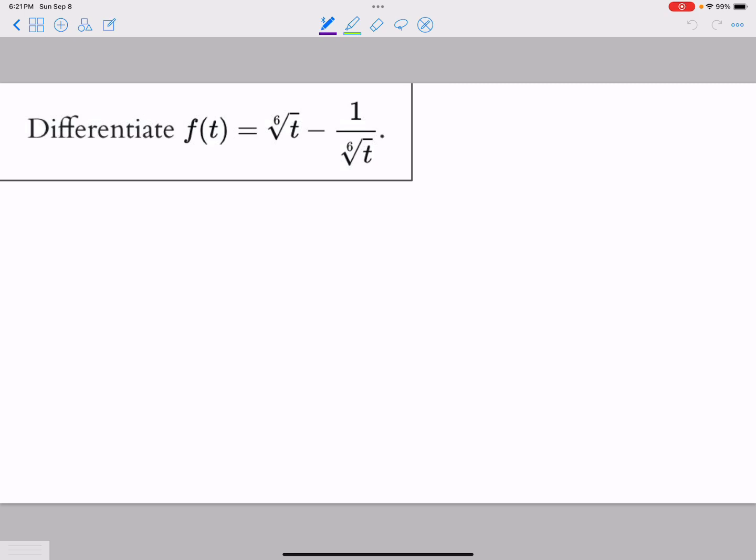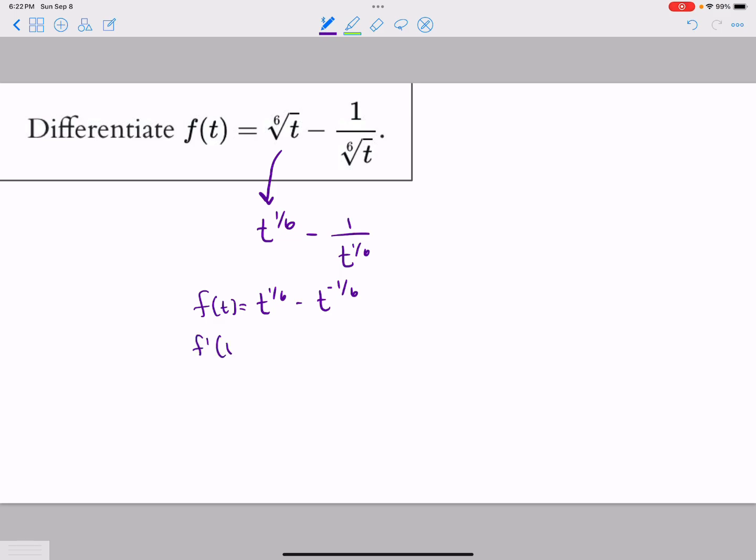When you have a root, so this is the 6th root of t, that's the same as t to the 1/6 power. So this is also t to the 1/6, but still not written as a power function. If you want to bring it to the top, it would be a -1/6. So I've not done any calculus yet. I've just rewritten the problem in a way that I can now use the power rule.